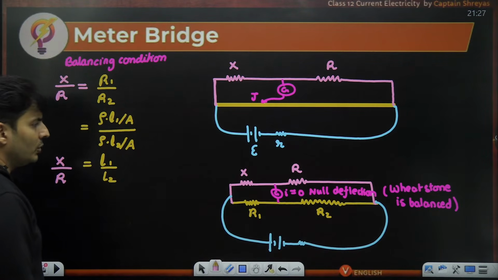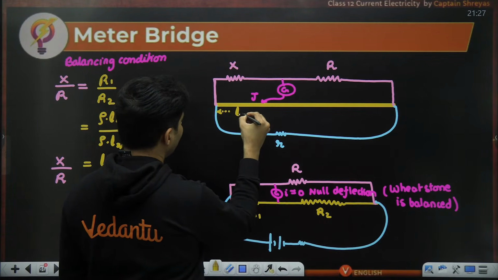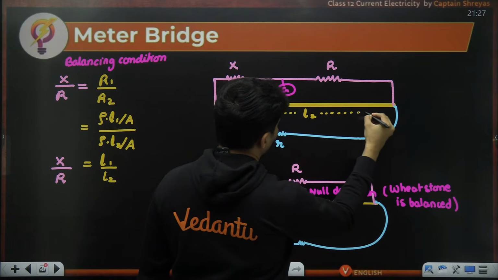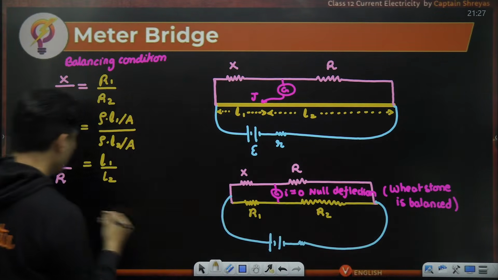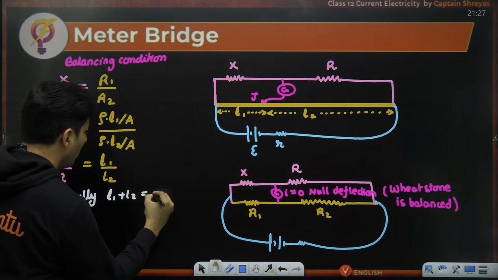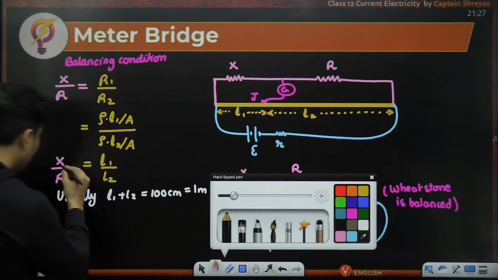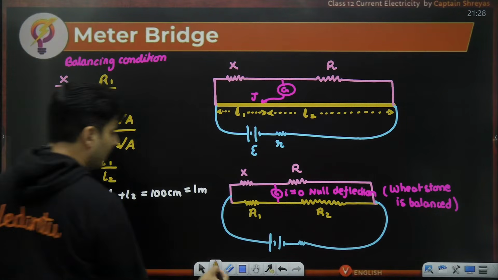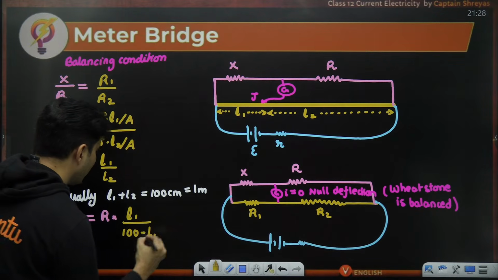But what are L1 and L2? L1 and L2 are nothing but the lengths over here. From here to here, this length is basically L1, and this particular length is that of this resistance, L2. Usually you will notice L1 plus L2 will be 100 centimeters, which is basically 1 meter. Therefore, usually you will see X equals R multiplied by L1 over 100 minus L1.